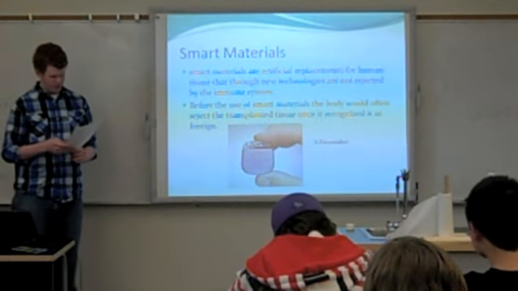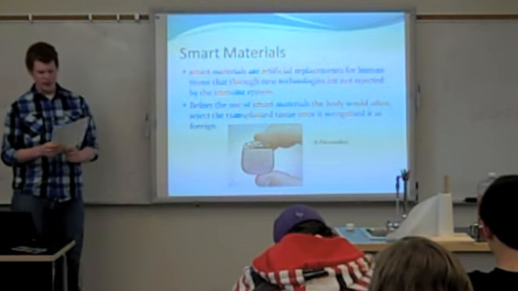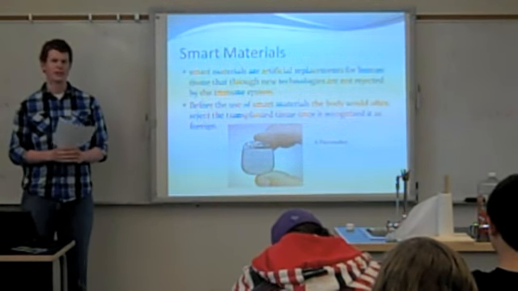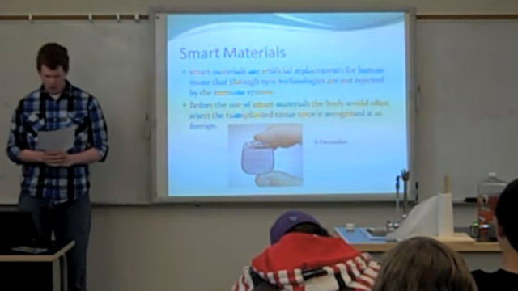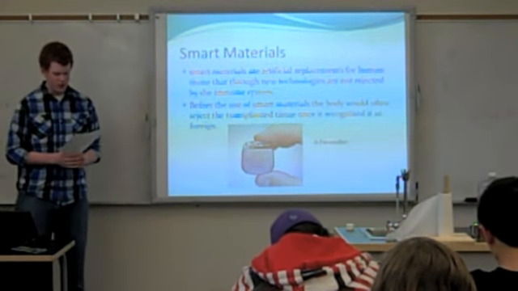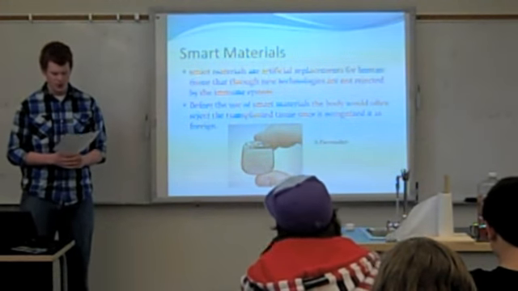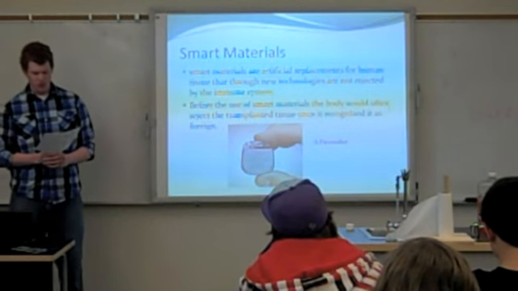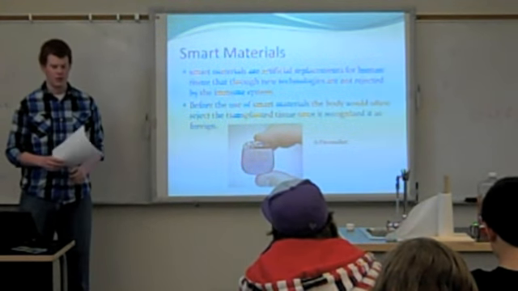These medications are mostly used in transplanting tissues, like replacing a human heart valve with a pig's heart valve. Before the use of smart materials, the body would often reject transplanted tissue once it recognized it as foreign. The application of smart materials was a major step in creating artificial tissues.